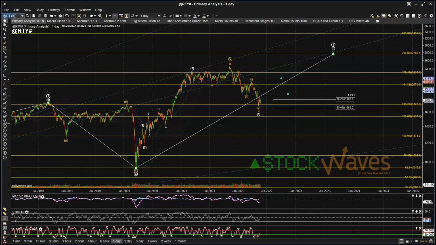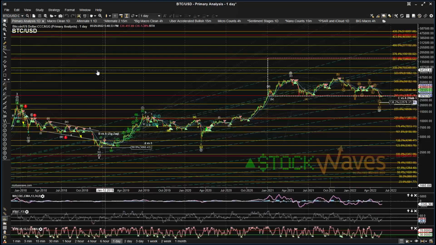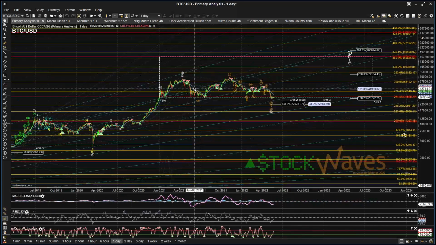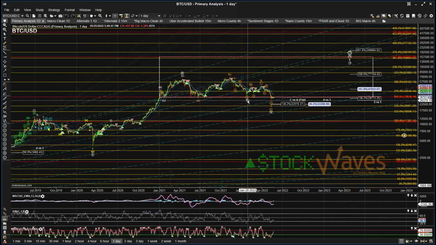Greg, Bitcoin, well, Ryan covers Bitcoin very, very in depth, but I can see if my chart is more up to date. Do not have confirmation of a bottom to this fourth wave.